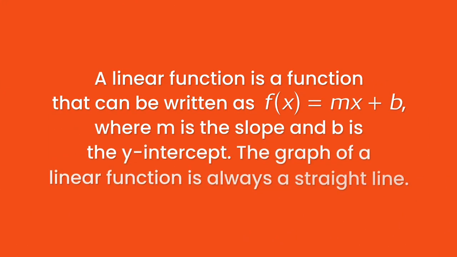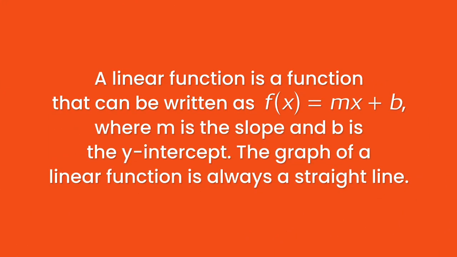A linear function is a function that can be written as f of x equals mx plus b, where m is the slope and b is the y-intercept. The graph of a linear function is always a straight line.